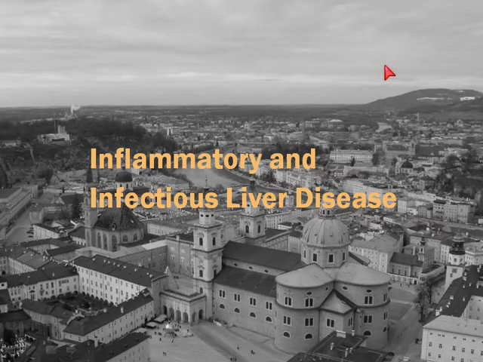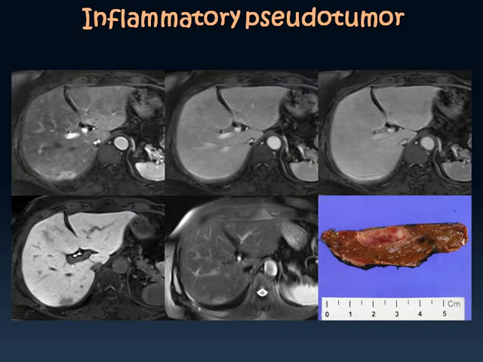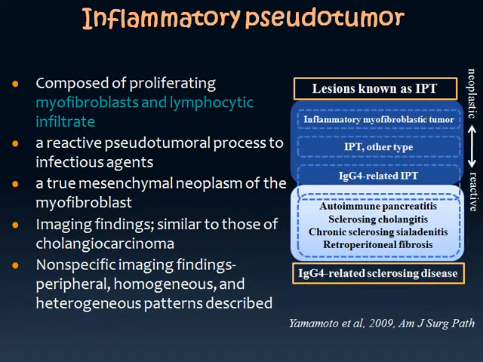Moving to the second group, inflammatory and infectious liver disease. Inflammatory pseudotumor is often difficult to diagnose because of its non-specific imaging findings. As you can see in these images, there is an arterial enhancement and iso signal intensity on portal and delayed phase images. T2 signal intensity is not specific. The patient underwent hepatic resection and the pathologic diagnosis was inflammatory pseudotumor.